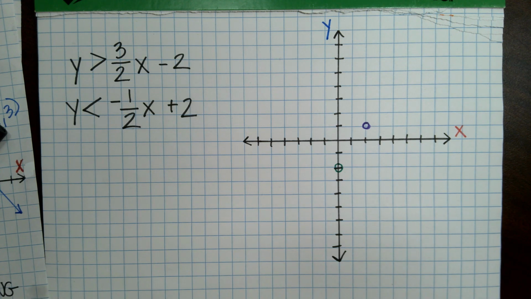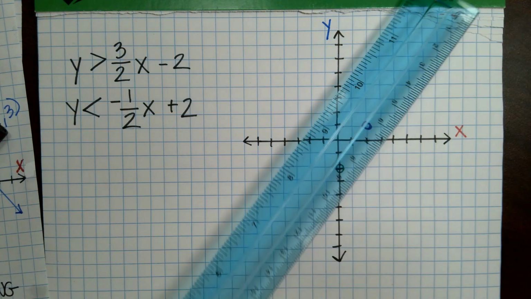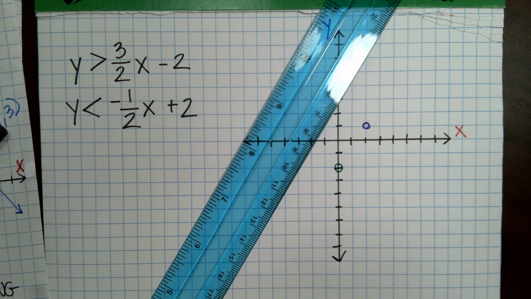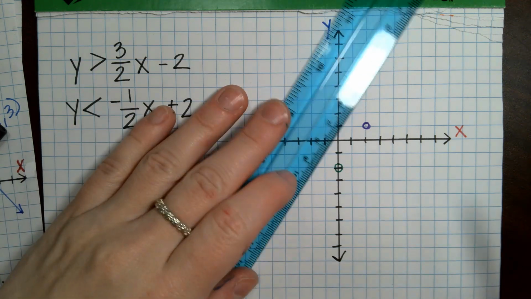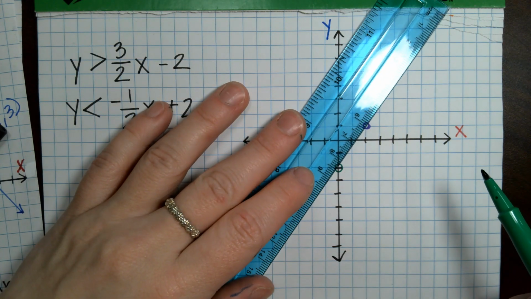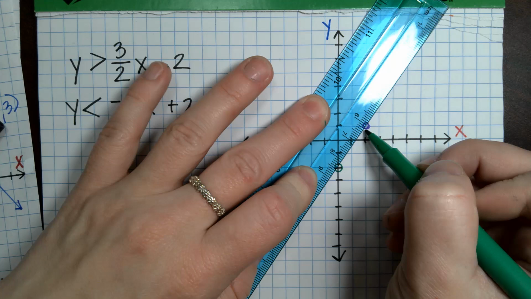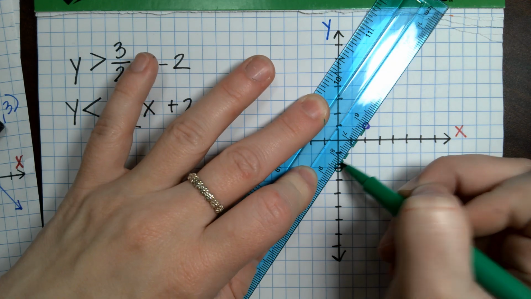Now, when we connect these two dots, are we going to have a solid line or a dotted line? Dotted. Good. It's greater than, not greater than or equal to. So we want to connect those.